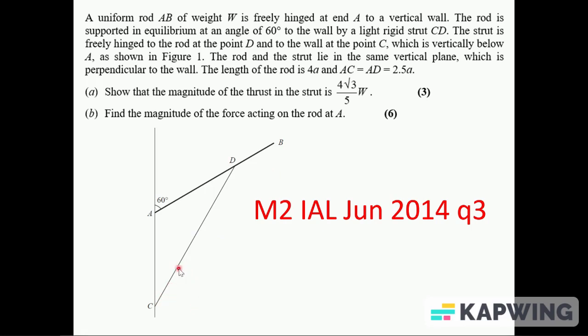So it's fixed there. It could just turn around if it wasn't attached to the other end as well, which is vertically below as shown. The rod and strut lie in the same vertical plane, which is perpendicular to the wall, and the length of the rod is 4a, and AC equals AD, which is 2.5a. We're going to show the magnitude of the thrust in the strut is 4 root 3 over 5 W, and find the magnitude of the force acting on the rod at A.